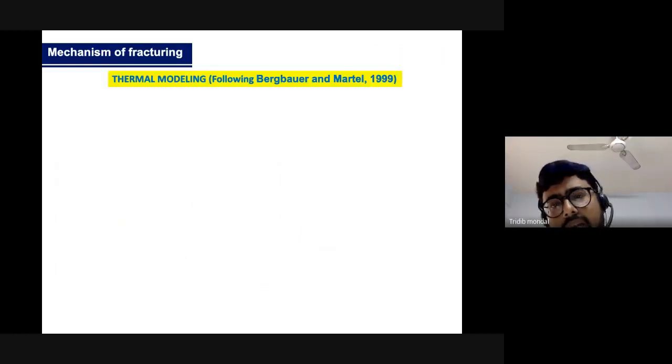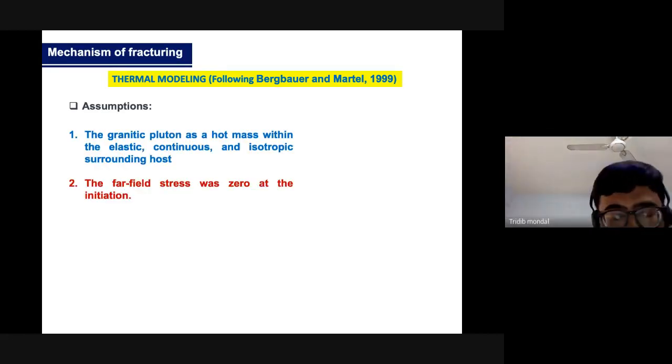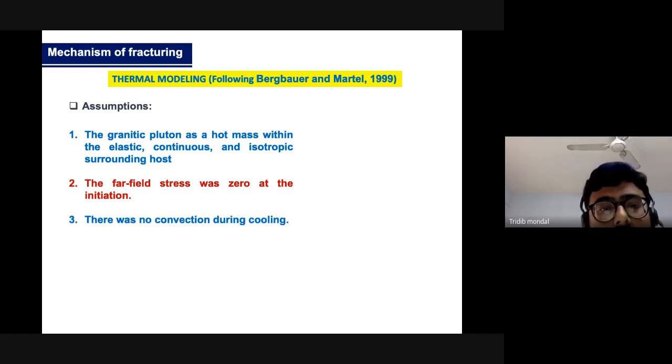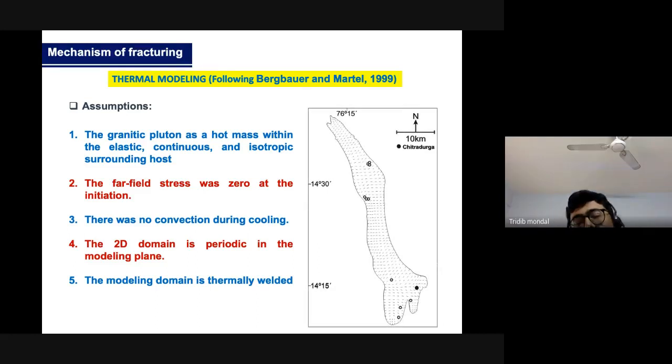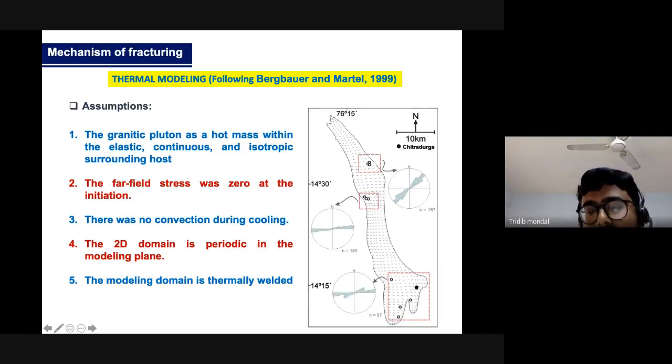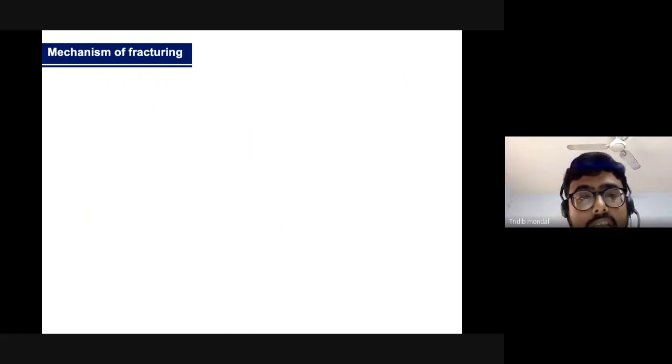Following Bergbaud and Martel 1999, we have used thermal modeling. We performed thermal modeling by keeping some assumptions, and here is the result. Here you can see the thermal stress trajectories are drawn, and they are in quite good agreement with the orientation of the non-restricted fractures. So it is interpreted that these non-restricted fractures could be the result of thermal fracturing, and they developed when the granite cooled from high temperature to low temperature at very shallow depth.